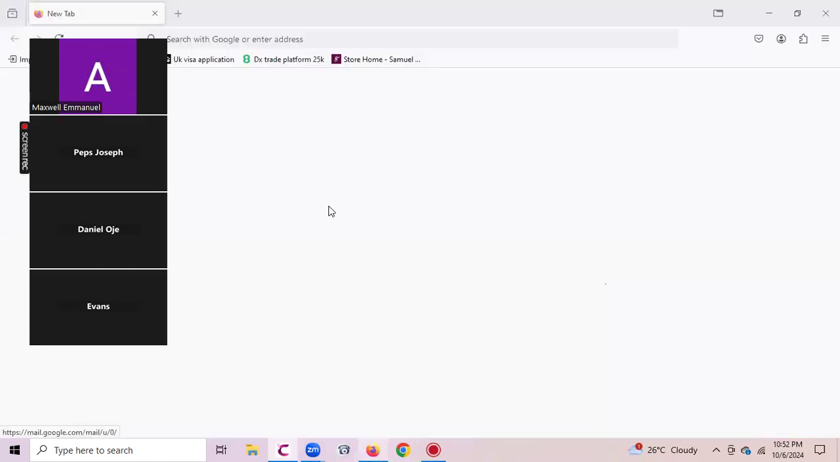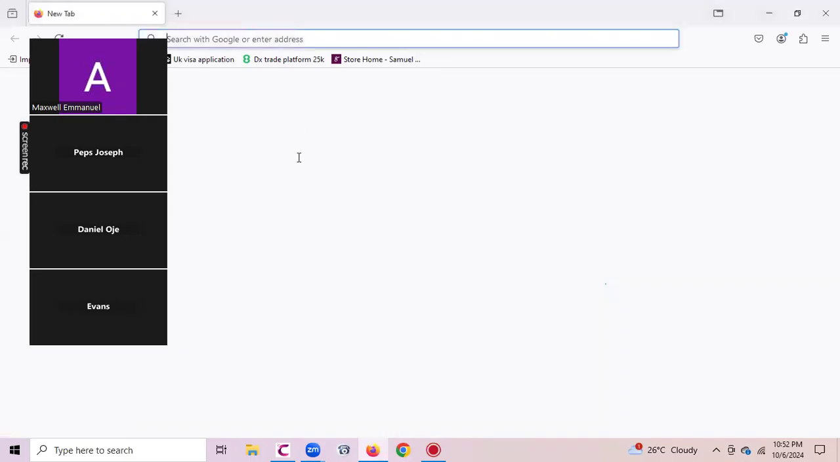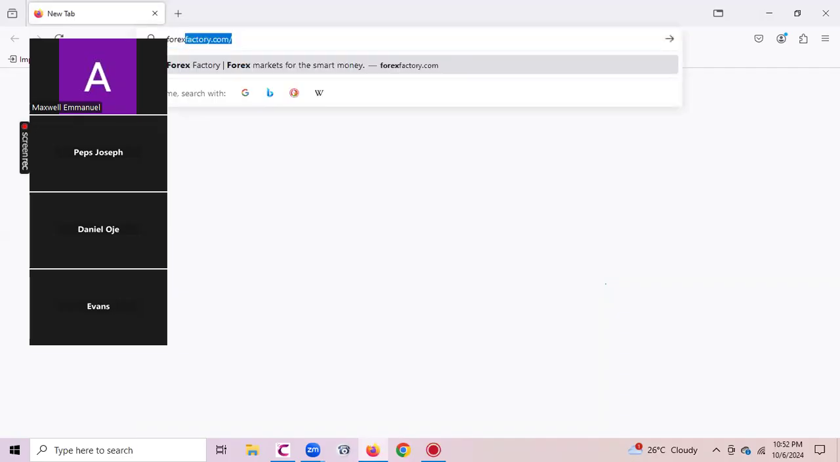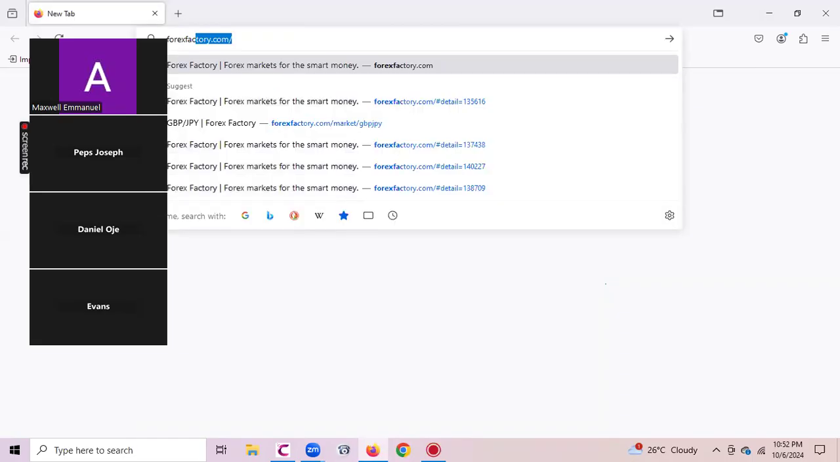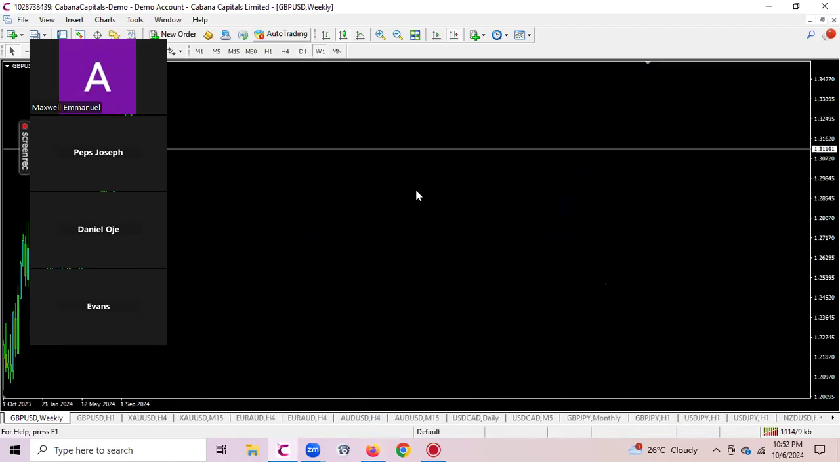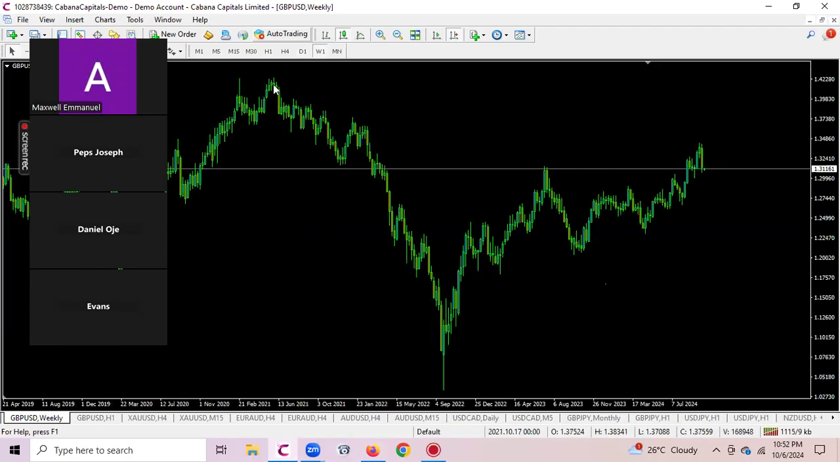Let's see this. I want us to check the calendar also before we end the session. A lot of major news this week. So let's go back to the chart while that is opening. Okay, so let's start with the weekly. What can we see on the weekly?